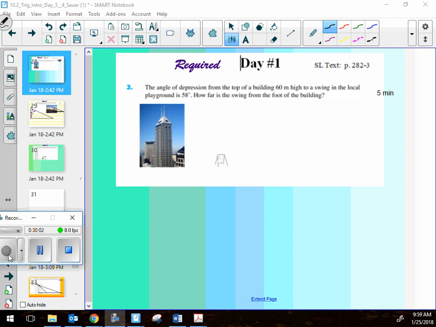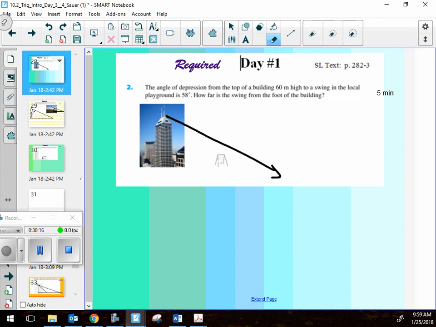The angle of depression from the top of a building 60 meters high to a swing in the local playground is 58. All right, so they're doing this. They're saying the angle going down to that swing right there, that angle of depression is 58. Now, which angle is 58 though?